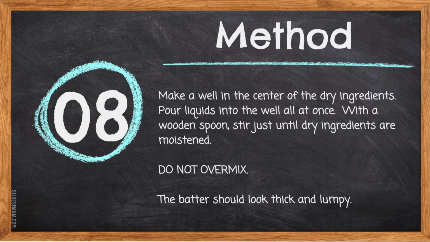Step 8. Make a well in the center of the dry ingredients. Pour liquids into the well all at once. With a wooden spoon, stir until the dry ingredients are moistened. Do not overmix. The batter should look thick and lumpy.